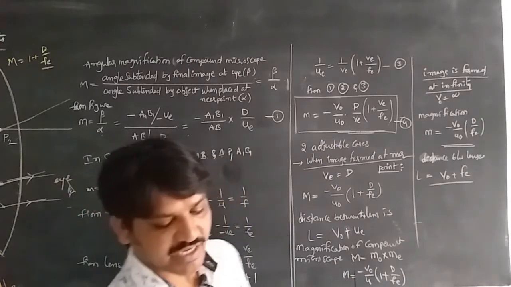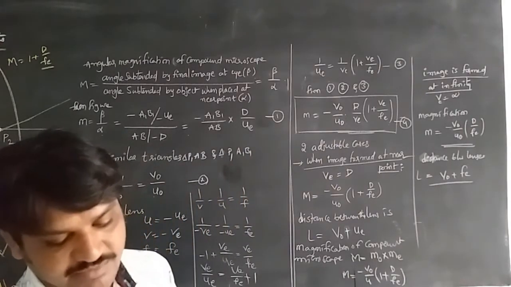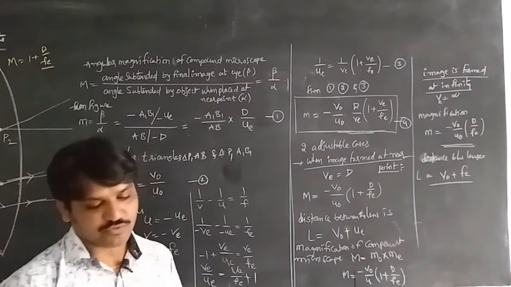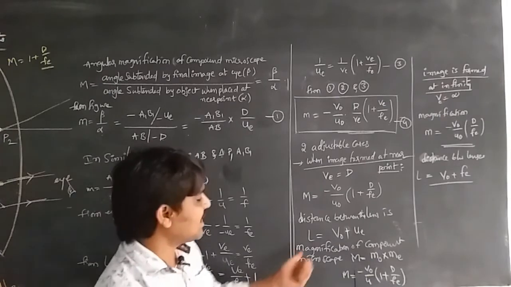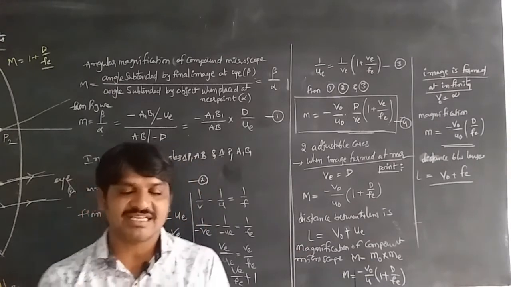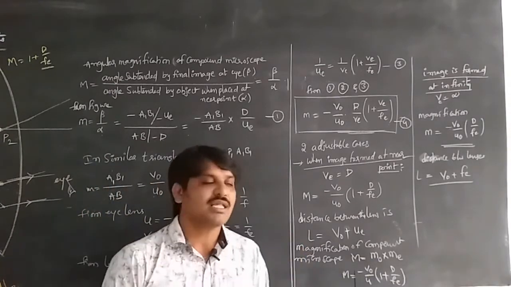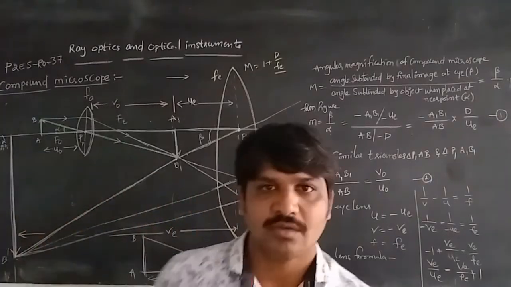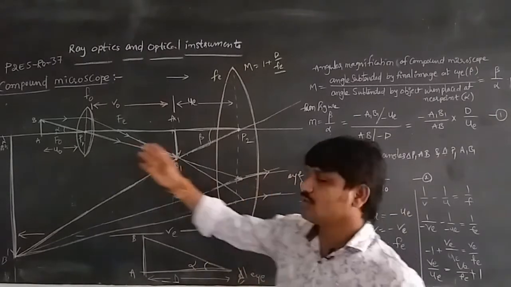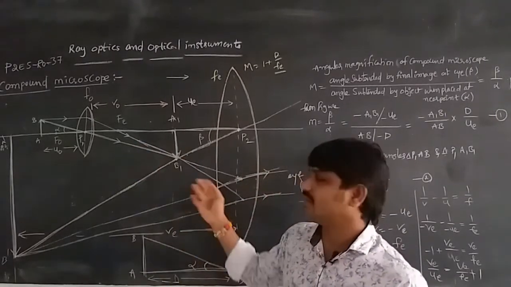And also we can find out the magnification in terms of the length of the microscope. In the case of the microscope, whenever the distance between the two lenses is more, then we can write the equations also. Once again, the compound microscope consists of two lenses. Already we discussed it.